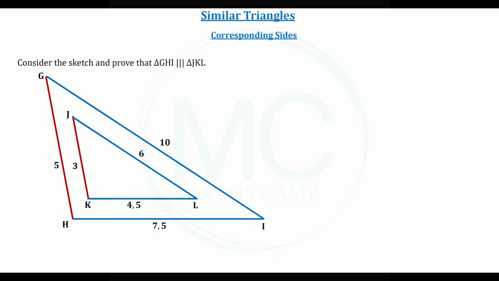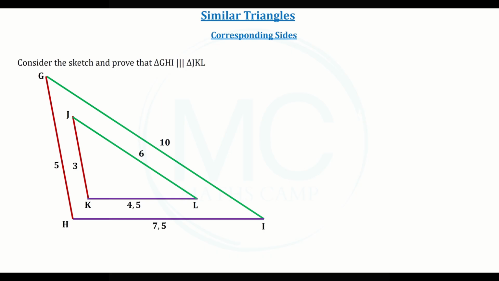H and I are the second and third letters of GHI. So let's mark HI on the larger triangle in purple. K and L are the second and third letters of JKL. So we can mark this side of the smaller triangle in purple as well. Finally, GI: G is the first letter, and I is the third letter. So let's mark GI on our larger triangle in green. J is the first letter, and L is the third letter of JKL. So let's mark JL in green as well. This is our third pair of corresponding sides.